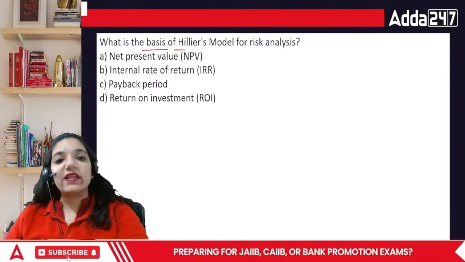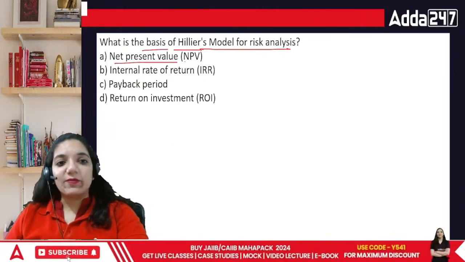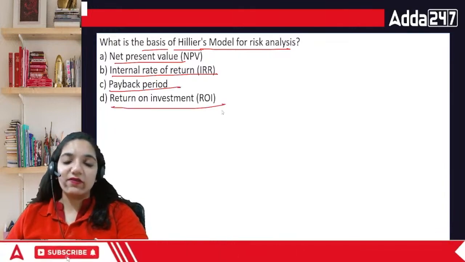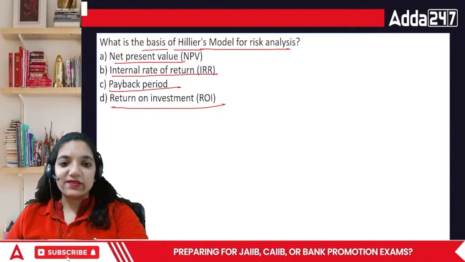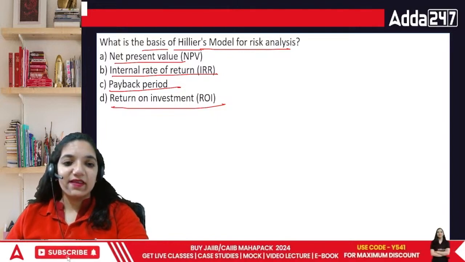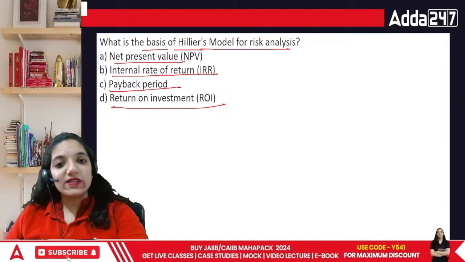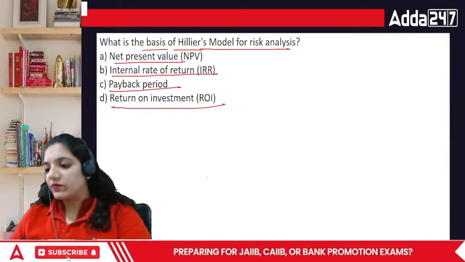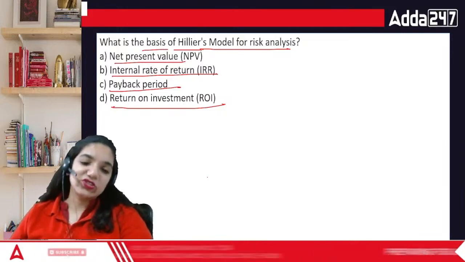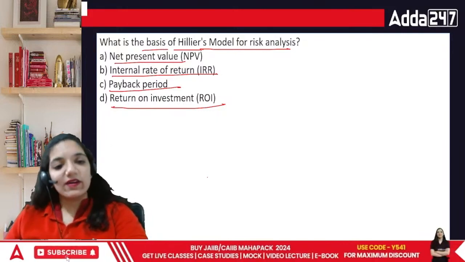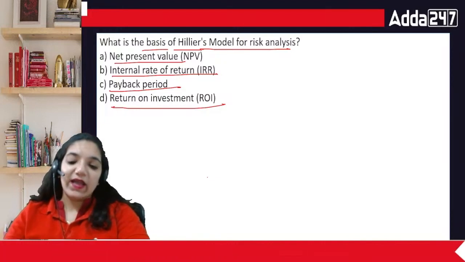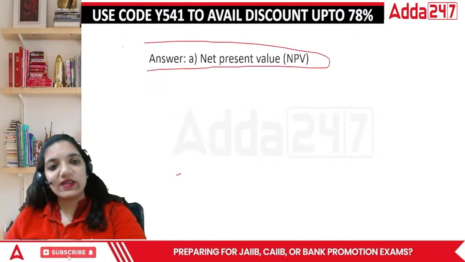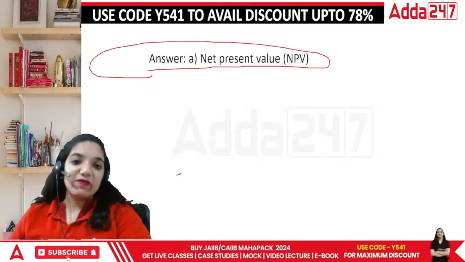What is the basis of the Hillier model for risk analysis? Net present value, internal rate of return, payback period, or return on investment, everyone? What's going to be the answer? The Hillier model is actually based upon which model? The name of this model is by the name of its originator as well. The name is Hillier only. According to his name, it was taken up, and he uses net present value. Even in international decision making, decision analysis, all these areas, NPV plays a very important role.